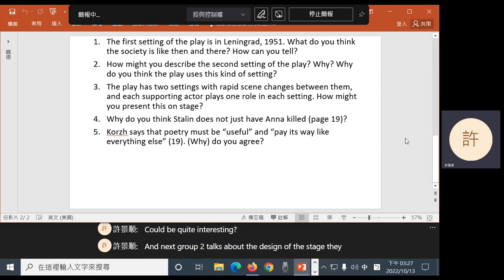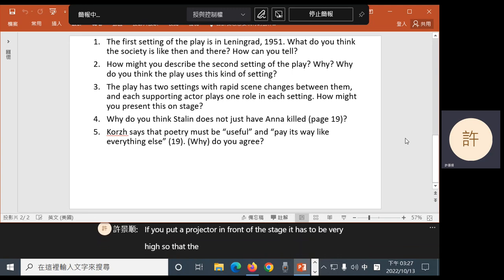They mentioned that we could use a projector, 投影机. And I think you mean a projector behind the stage, right? So there'd be a screen, and you would project different backgrounds depending on the setting. If you put a projector in front of the stage, it has to be very high so that the actors don't walk in front of the light. Both are possible, and some plays have used this method successfully, so it does work. But the disadvantage of this strategy is that projected backgrounds look pretty fake. If your play is a realist performance, then using a projection would make it feel less real.